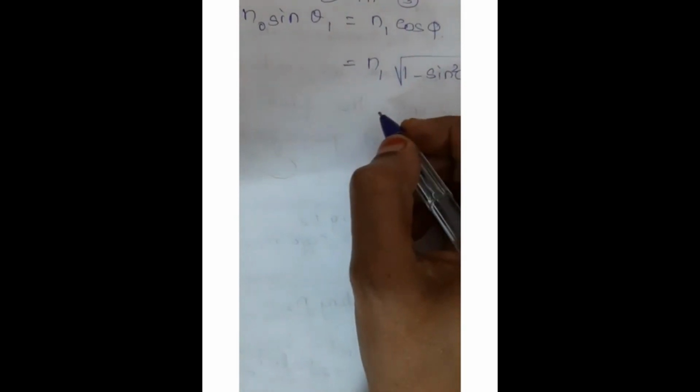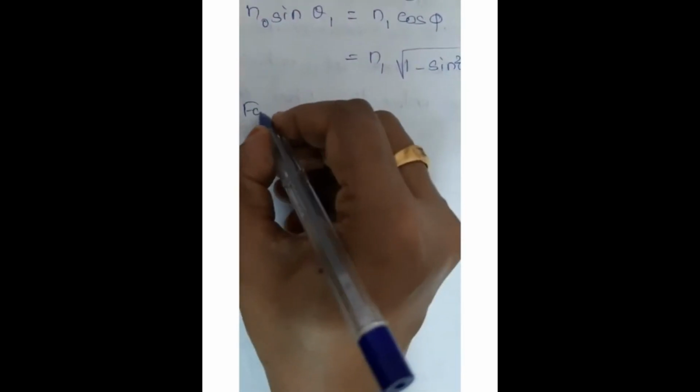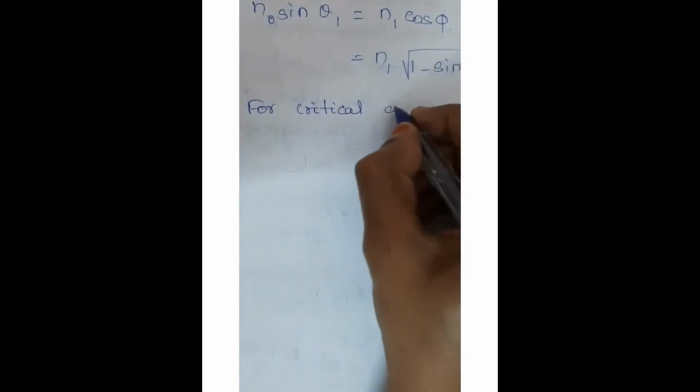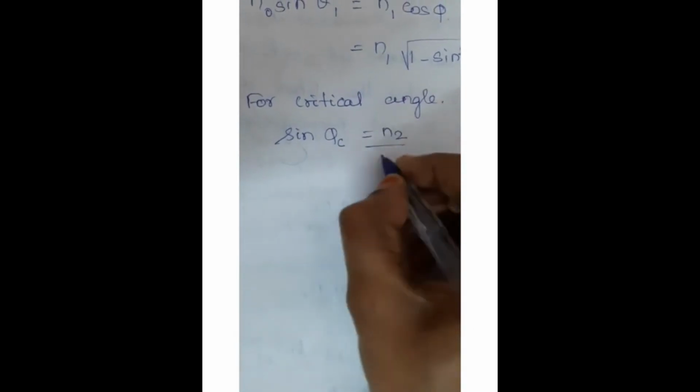So the value of cos phi is root of 1 minus sin squared phi. For the critical angle, we have already studied this derivation, correct? The critical angle derivation is sin of the critical angle equal to N2 by N1. Now take this as equation number 5 and this as equation number 6.